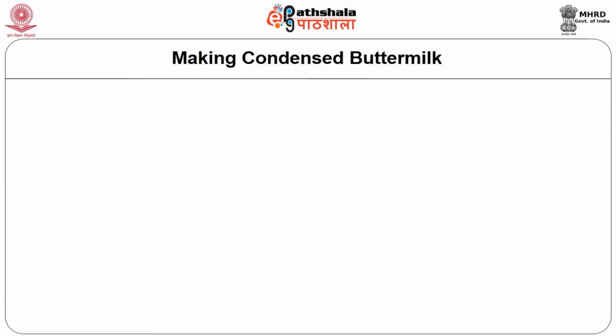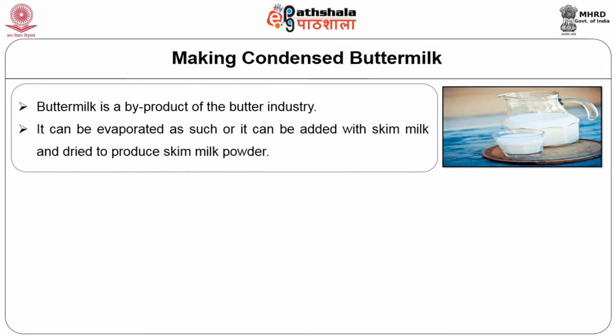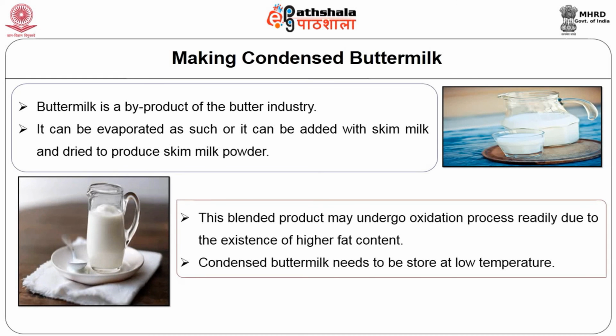Let us learn the process of making condensed buttermilk. Buttermilk is a byproduct of the butter industry. Buttermilk can be evaporated as such to obtain condensed buttermilk, and condensed buttermilk needs to be stored at low temperature. Or buttermilk can be added with skim milk and dried to produce skim milk powder, and this blended product may undergo oxidation process readily due to the existence of higher fat content.